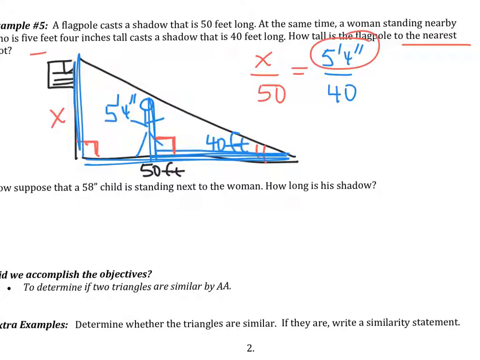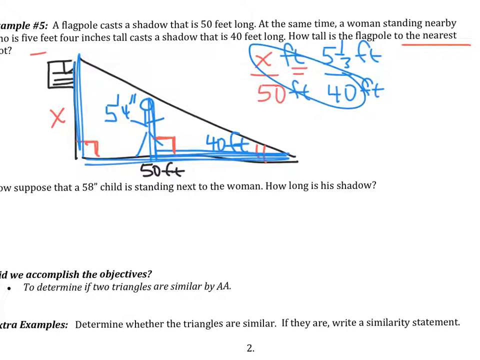Do you agree that 4 divided by 12 is the same thing as 1/3? All right, so then we can change this to 5 1/3. And now we're in feet. Everything's in feet. We've got 5 1/3 feet, 40 feet, 50 feet, and therefore when we cross multiply, we'll have x in feet. All right, cross multiply, solve, tell me what you get.